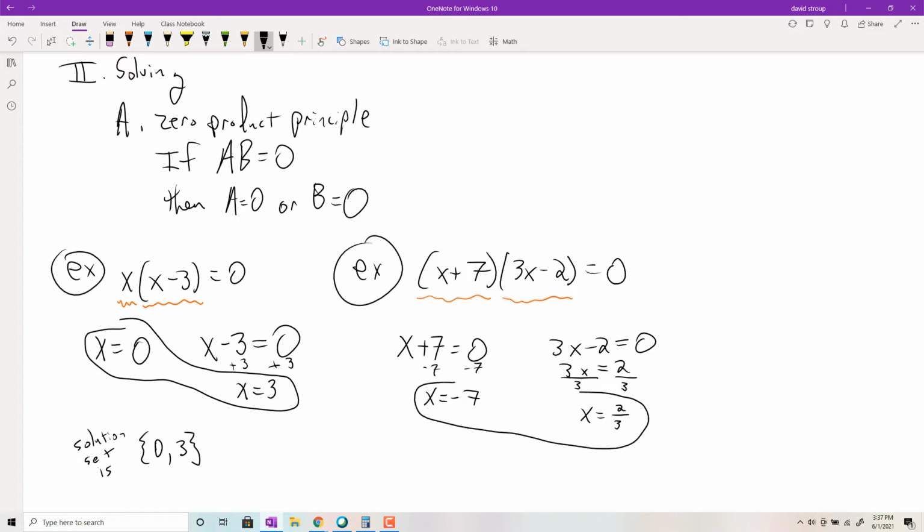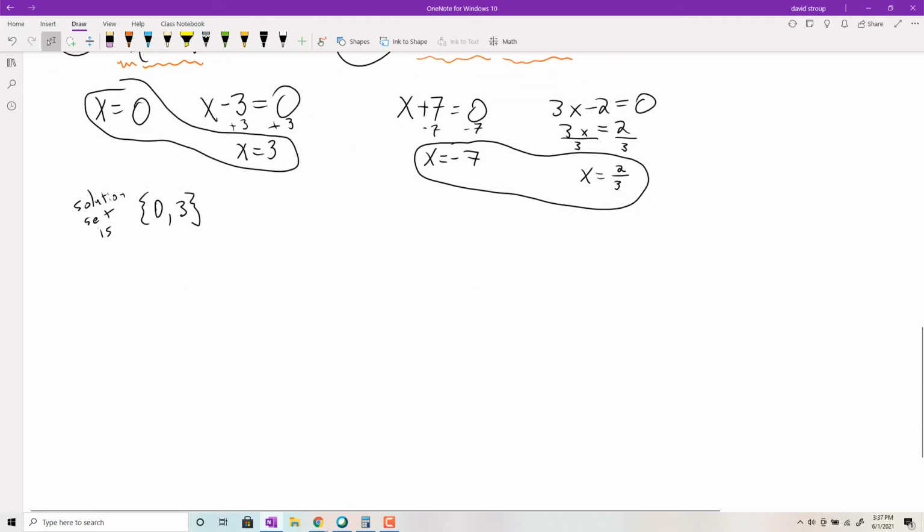And you don't always need to have two different answers. It's not always going to be the case. It just happens to be the case here.